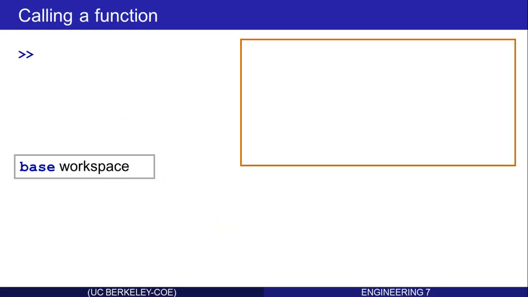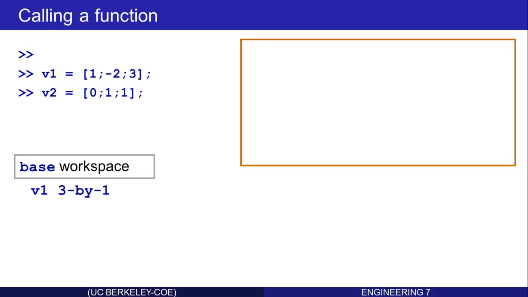Now let's see what happens when a function is called and how workspaces come into existence and ultimately disappear. Here's the MATLAB prompt, and there's an empty base workspace which we'll start to fill by creating variables. Let's create a variable v1, and in the base workspace a variable v1 exists. It's now 3 by 1. Another line of code creates another 3 by 1 variable v2. Now let's call the function vecop.